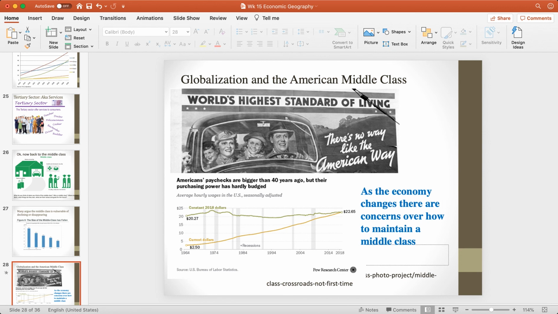So here it says, Americans' paychecks are bigger than 40 years ago, but their purchasing power has hardly budged. That's an important distinction. Yes, our paychecks are going up, but our wages are not keeping pace with the basics that you need: keep a roof over your head, pay rent, buy a house, so shelter, food, college, things like that.